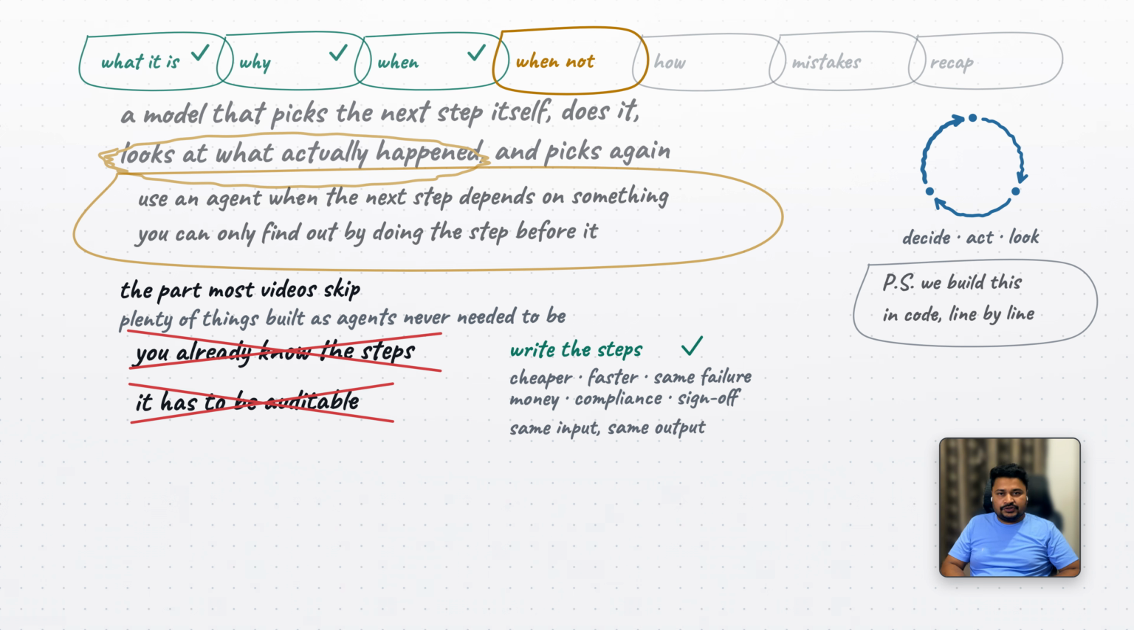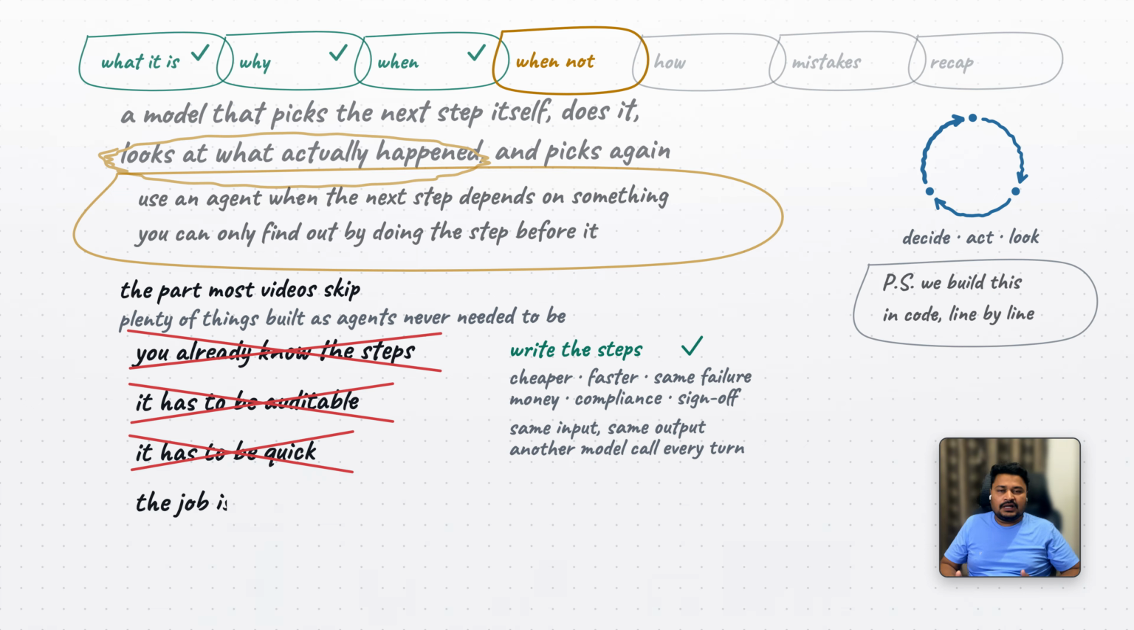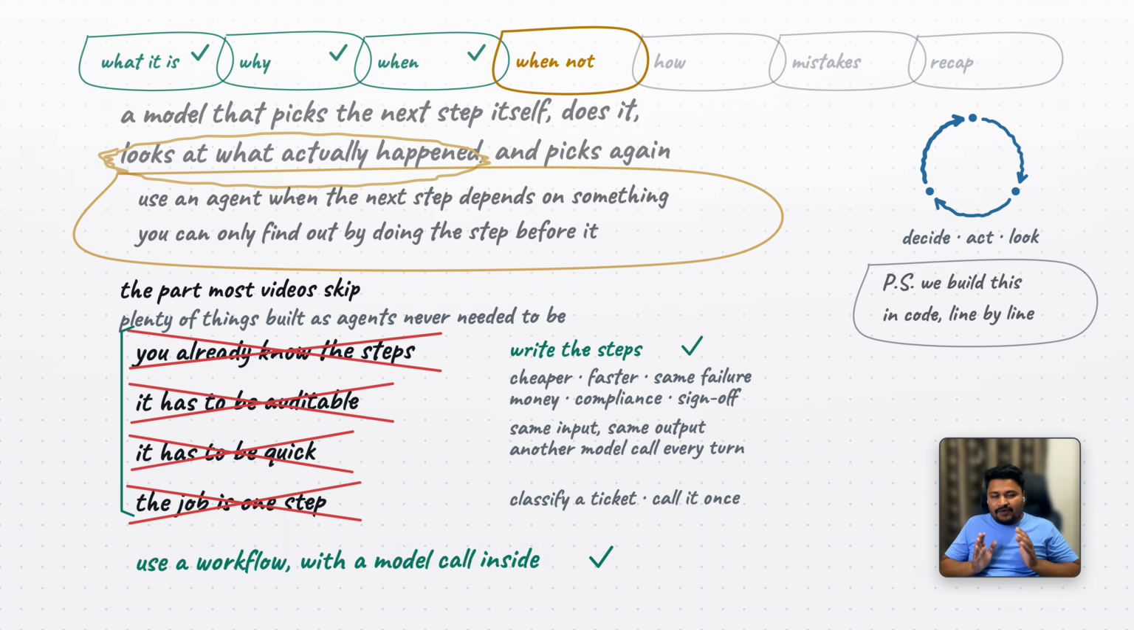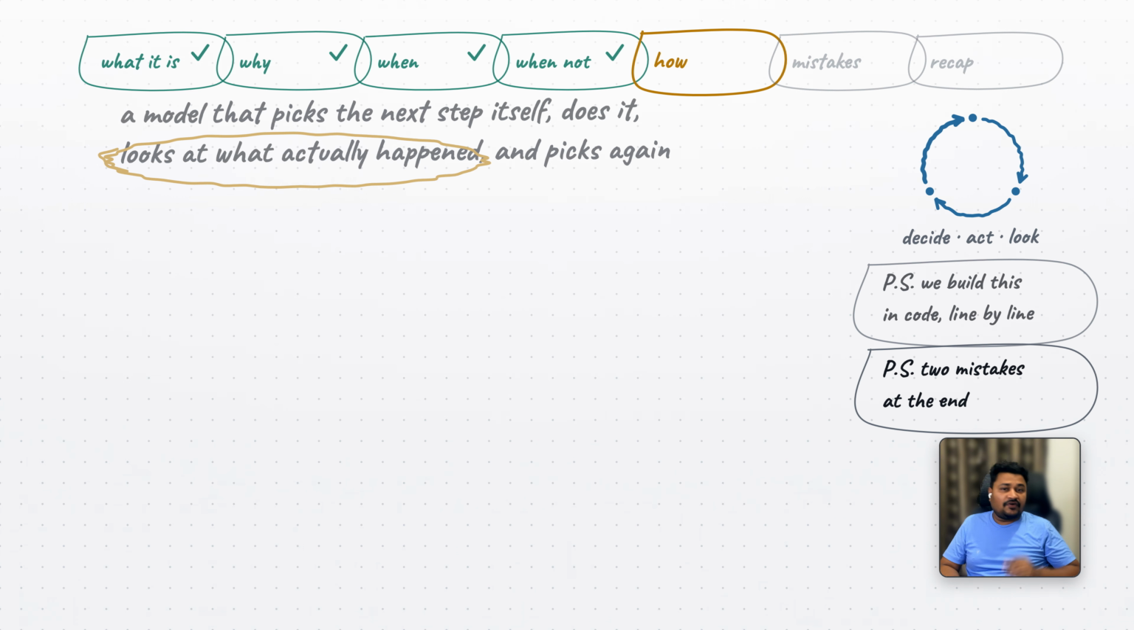Same input should give the same output, and a model picking its own path breaks that. Same if it has to be quick, because every turn is another trip to the model. And if the job is one step, like classify this ticket, call the model once. All four want the same thing: a workflow with a model call inside one of the steps. That's part four done, and stay to the end, because the last 2 minutes are the two mistakes that break almost everything.